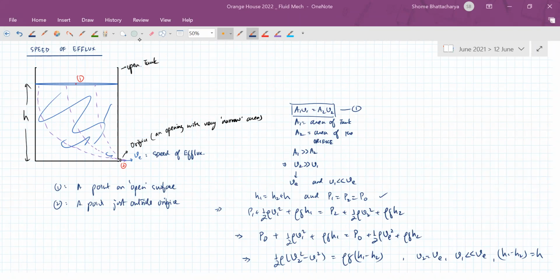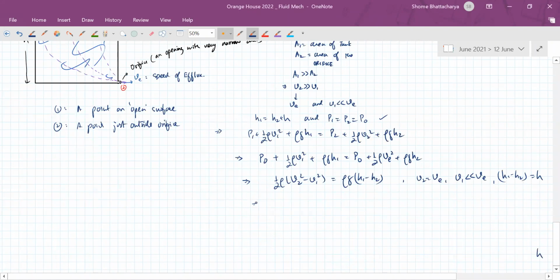Okay, so on substituting in this, we will get the left hand side as approximately half rho efflux velocity squared, because V1 is very small compared to the efflux velocity.